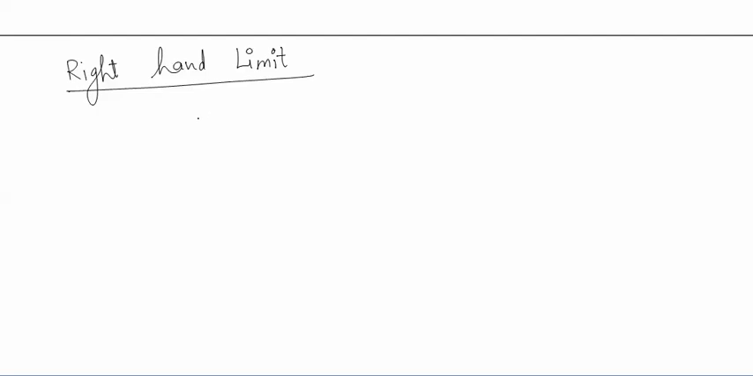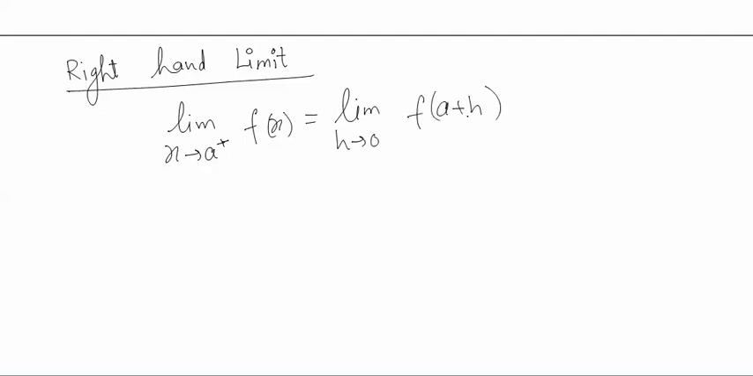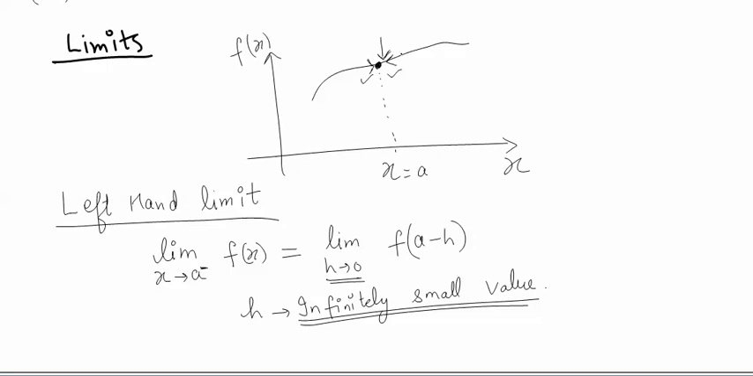Similarly, when I talk about the right hand limit, limit x tends to, let's say, a plus of f(x) will be nothing but limit h tends to 0 of f of a plus h, right? So as I said in the earlier diagram, for the limit to exist, here you are saying it is RHL and here you are saying it is LHL.